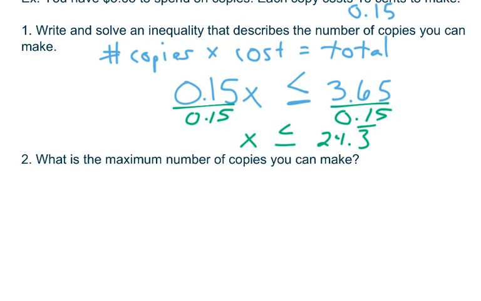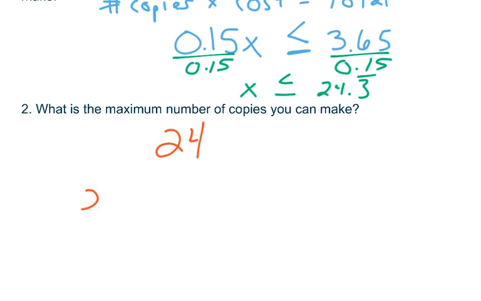Number 2, what's the maximum number of copies you can make? Well, the inequality kind of tells us 24.3 repeating. But the question then becomes, what's 1/3? Because 0.3 repeating is 1/3. What's a third of a copy look like? Is it possible to make a third of a copy? And I don't think it is. So really the answer here is 24.